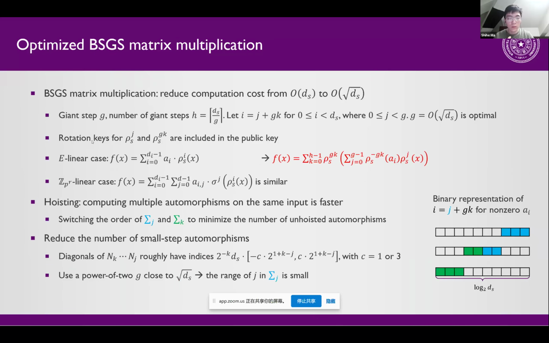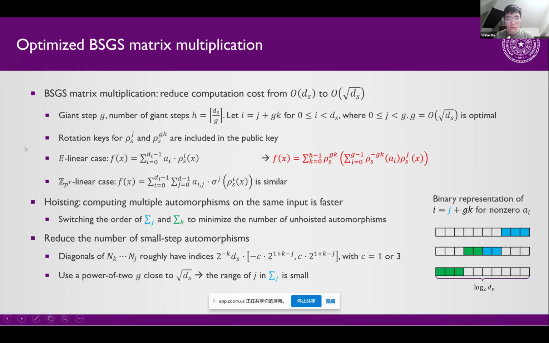And we have also optimized the BSGS matrix multiplication. Before that, let's first look at the original BSGS. When we want to compute a linear transformation of size ds, we can choose a giant step g. The number of giant steps will be h equals ds divided by g. And for any value i in 0 to ds, we write it as j plus gk, where j is smaller than g.